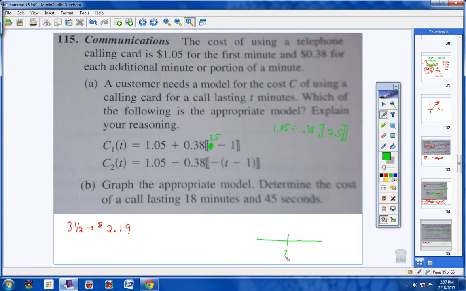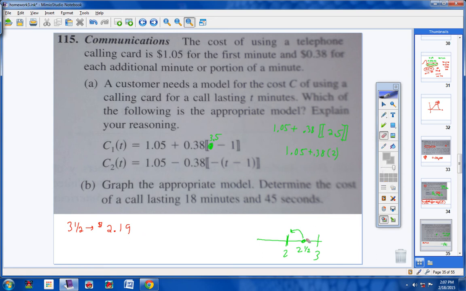Okay? Now, greatest integer, think of a number line. Here's 2. Here's 3. Here's 2.5 right here. Greatest integer means you go to the left to the first greatest integer you come to. Okay, so if I put 2.5 into a greatest integer expression, it changes to a 2. You always go backwards to the left to the next integer. So this 2.5 really becomes a 2. So now I have $1.05 plus 0.38 times what? 2. Well, guys, you can see right away it's not going to work. Remember down here I took 0.38 times 3. If you take $1.05 plus 0.38 times 2, you will not get $2.19.